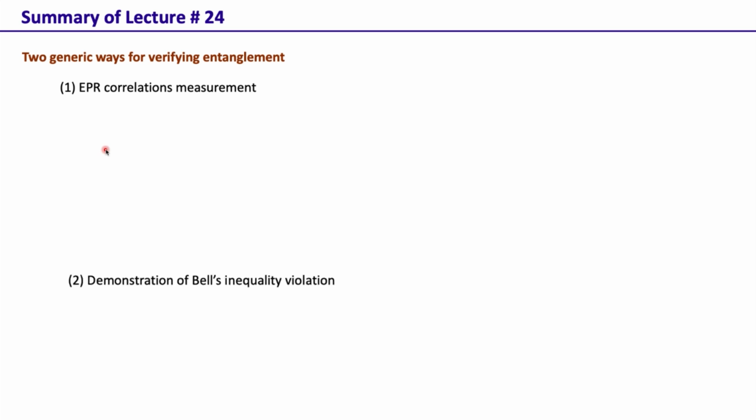So, before we get into entanglement quantification, let's look at what we did in lecture number 24. Lecture number 24 was about verifying entanglement, and there are two generic ways for verifying entanglement. One is through EPR correlation measurements, and the other one is through demonstration of Bell's inequality violation.